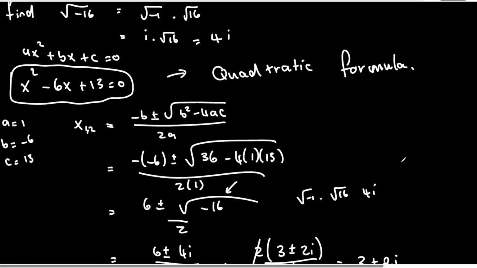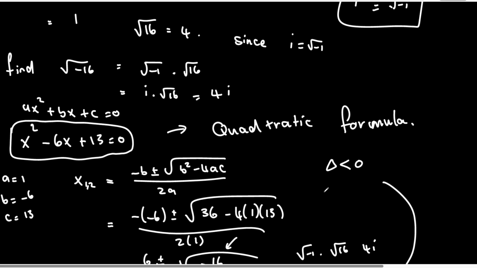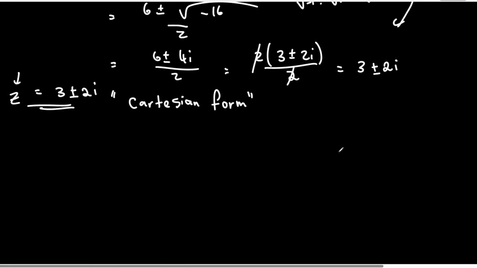Essentially, another thing that you could do maybe in A levels is you're going to have to use the discriminant. So if the discriminant is less than 0, we'll most likely get these answers. So just a quick little revision. How do we find the discriminant? Well, our equation was x squared minus 6x plus 13.